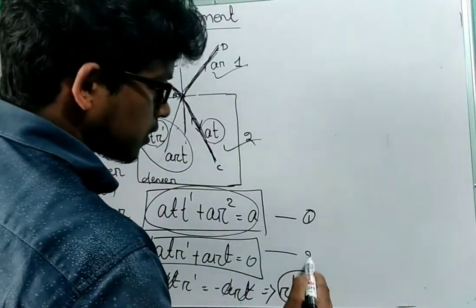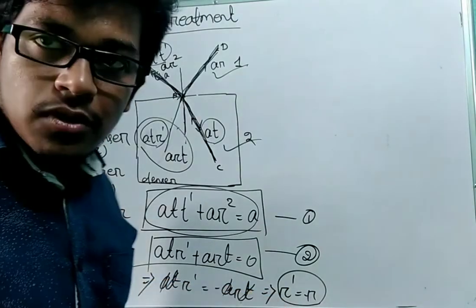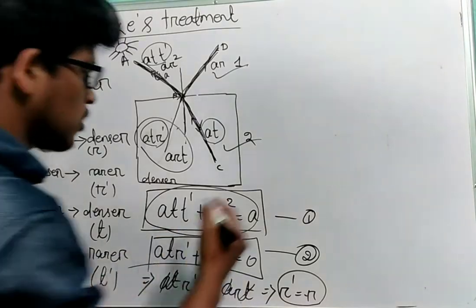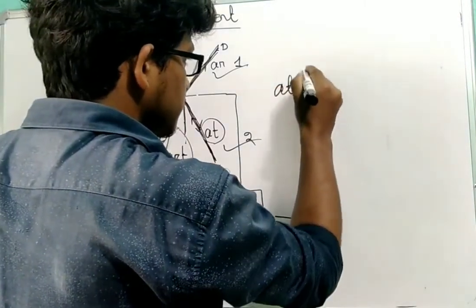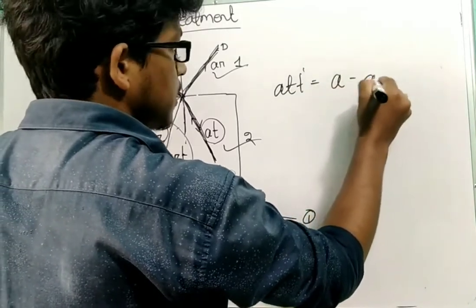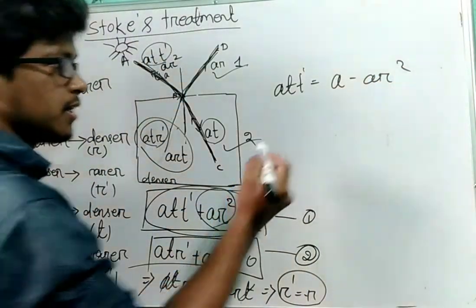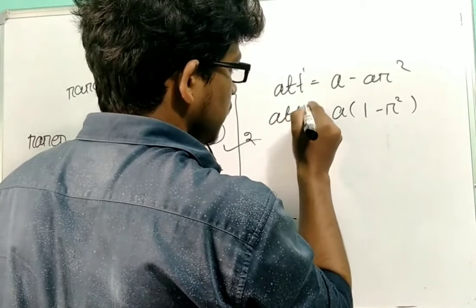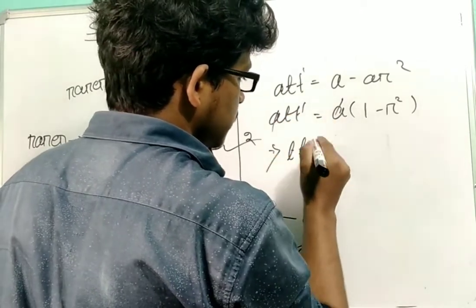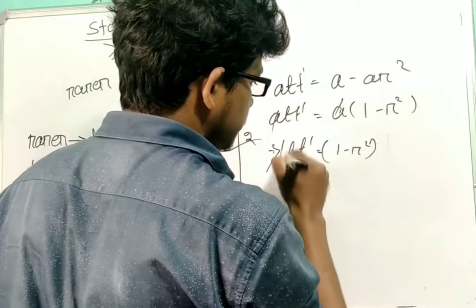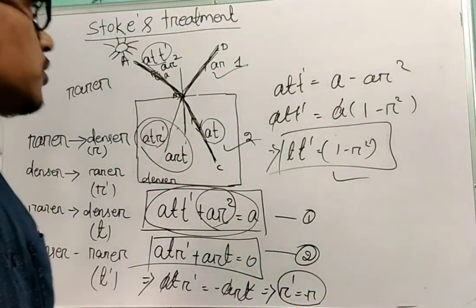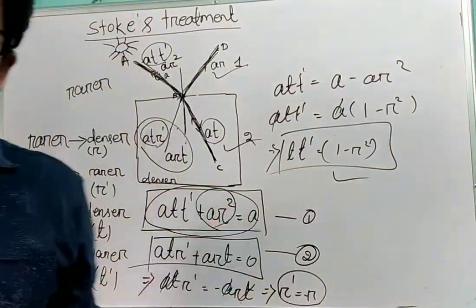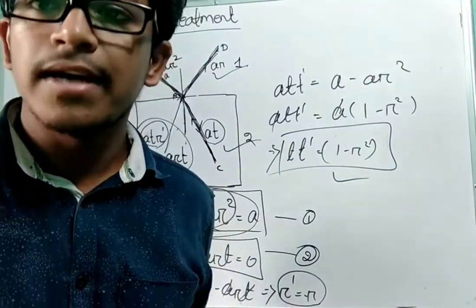From the second equation, we got that there is a phase change between the fractions of reflection, same in magnitude, opposite direction. And from the first equation, we'll solve: AT dash equal to A minus AR square. Simply I took this AR square this side, so I will take common A into 1 minus R square. A cancels, T dash equal to 1 minus R square. This is also an equation. You have to remember this one. This is called our Stokes treatment, which is indicating some concept of our reflection and some concept of our transmission.